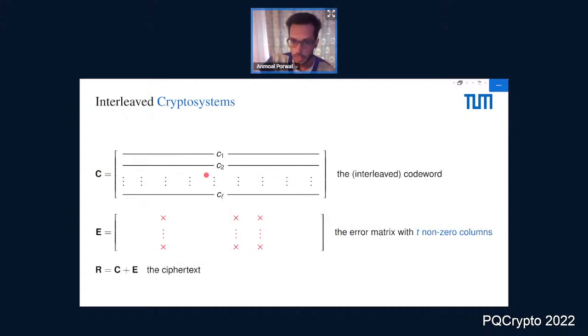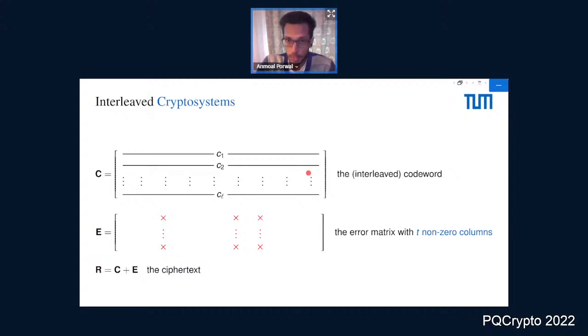So this is how it would look. You have your codeword matrix with L codewords in it, and then you add an error matrix that has t non-zero columns, and adding them together gives you your ciphertext. Now, because this is an interleaved Goppa code, the number of column errors that you can add is generally going to be greater than the error correction capability of the Goppa code that you're using. So this would suggest that the security level of the system would hopefully be larger for the same key size.